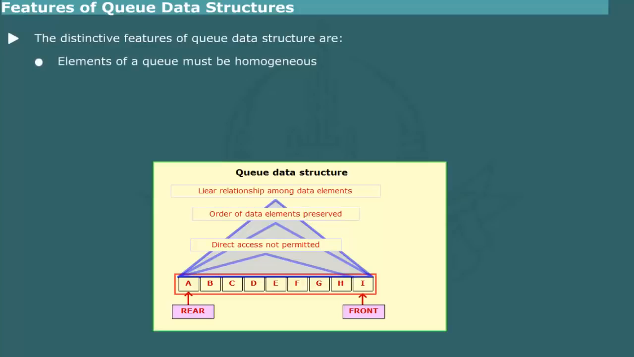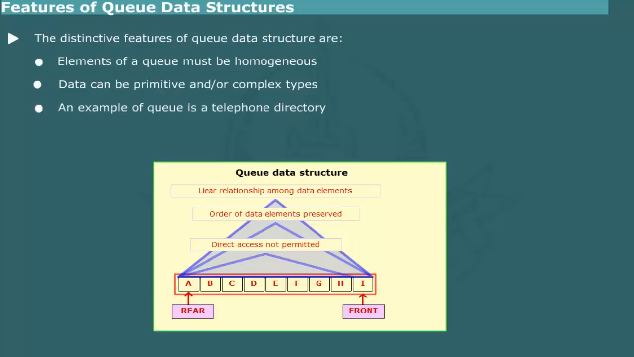Remember, as with other data structures, the elements of a queue must be homogeneous. This means that all items must be of the same data type and size. However, elements may not necessarily be numeral, character, or other primitive types. Depending upon the application, a queue data item can be records, consisting of several fields, or even more complex data structures. For example, a queue representing the telephone directory might contain subscriber's name, address, and telephone number.